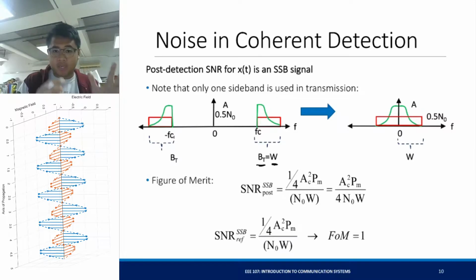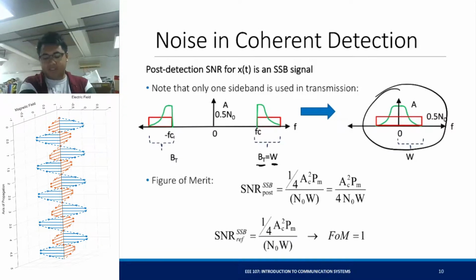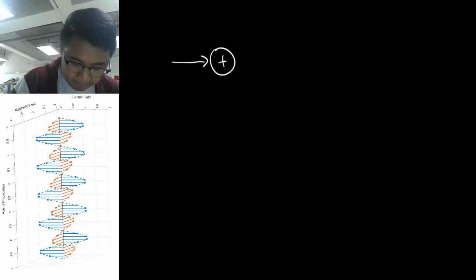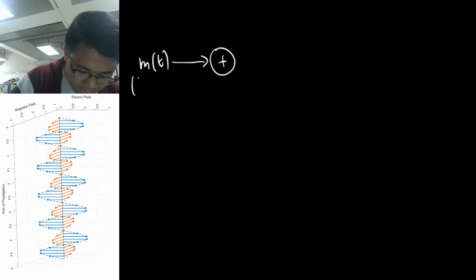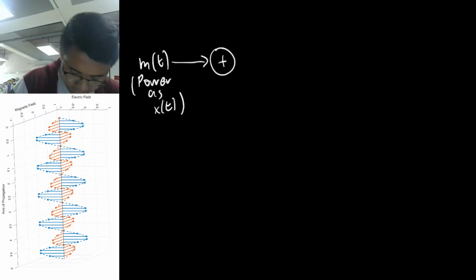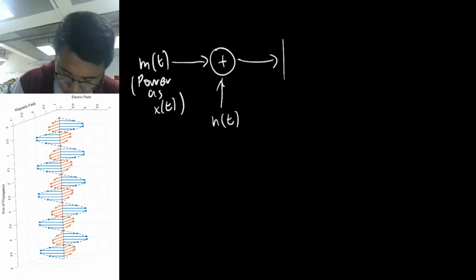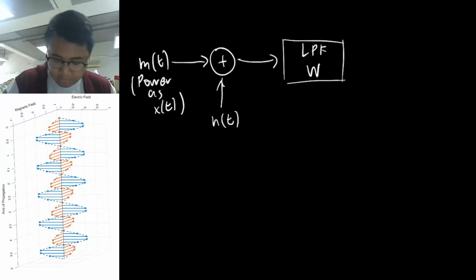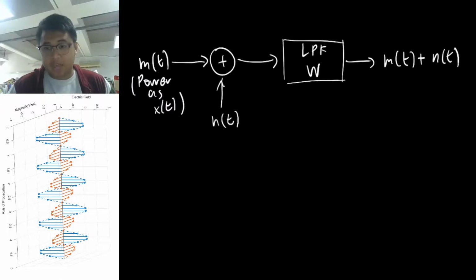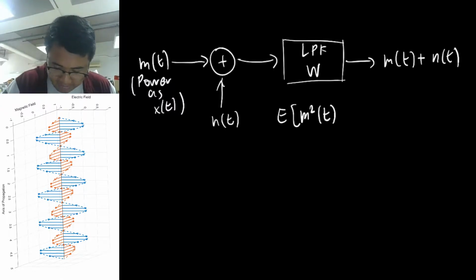So after coherent detection, this is the effective spectrum for the message signal and the noise signal. So the figure of merit here, the post-detection SNR, is equal to this. For the reference SNR, let's use the same process as computing the post-detection SNR of the DSBSC signal. So again, we draw the block diagram. This is m of t, but it has the same power as x of t. And this is your noise signal. Then you pass it through a low-pass filter that has a bandwidth W. And then you have m of t plus the filtered n of t.